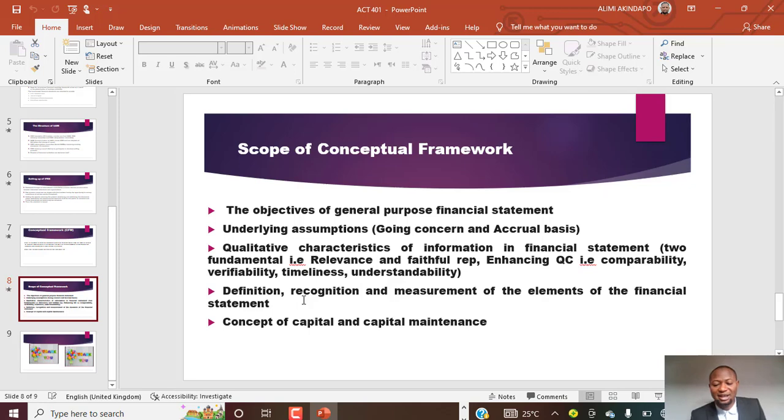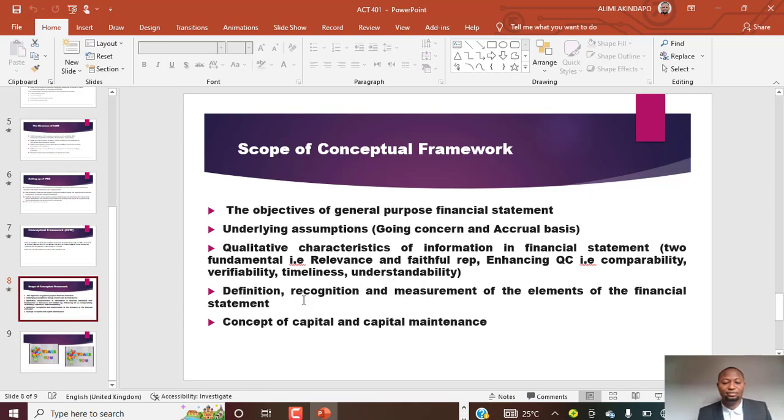Then we have timeliness. Information in the financial statement should be presented in a timely manner. That is, the information in the financial statement should be time-scaled. Then we have understandability. Information in the financial statement should be understandable in the sense that every user of the financial statement should be able to comprehend what is therein. The information should not be ambiguous to the extent that the users will not be able to comprehend what is inside the financial statement.